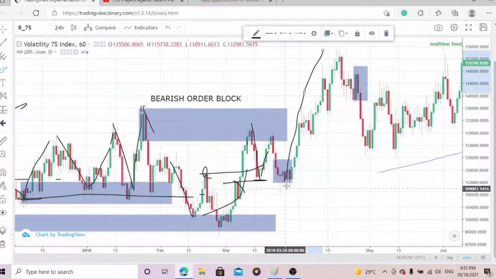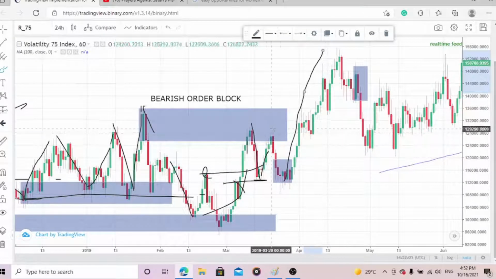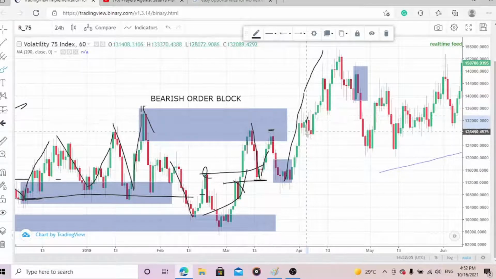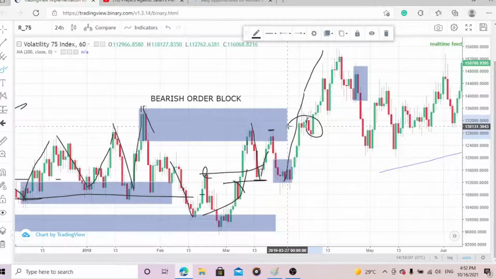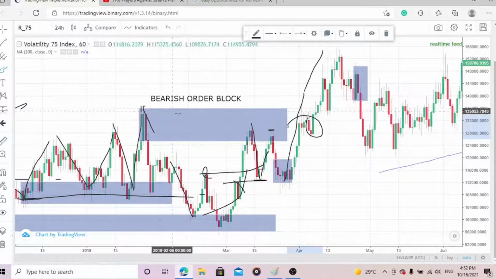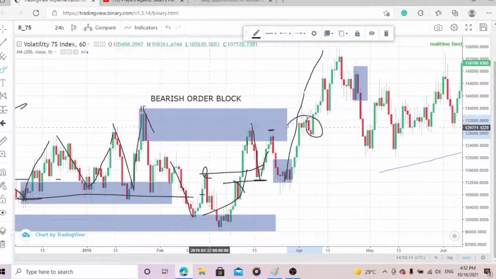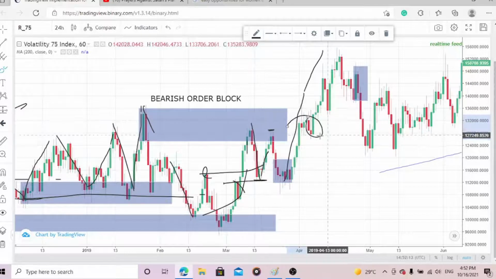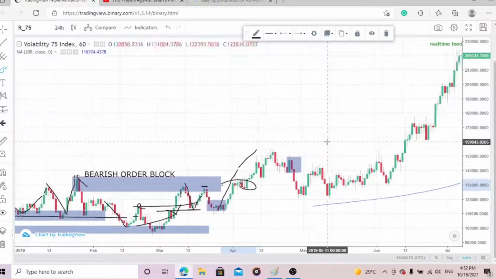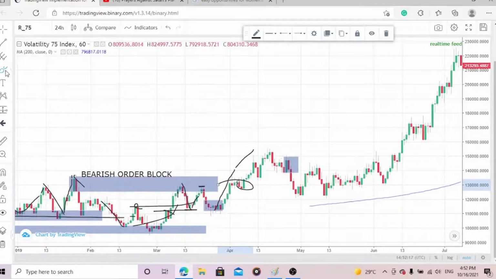So now we have an order block here because this structure was broken here as well. And then we have another, we could say this is an order block as well. So this bearish order block is so strong that the market will still respect it in future. Let me just drag it to show you.